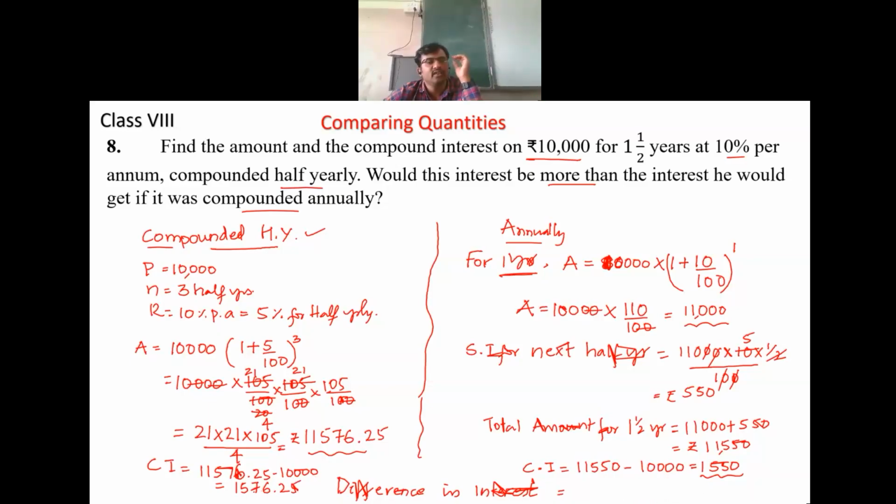Now look at the difference. 1,5 is common over here in the thousands and hundreds place, so it will be cancelled, sir. 76.25 minus 50 will be 26.25 rupees more when we calculate it half yearly, sir. Always the half yearly compound amount will be higher. Yes, always compounded half yearly will give more interest than compounded annually. Very good.